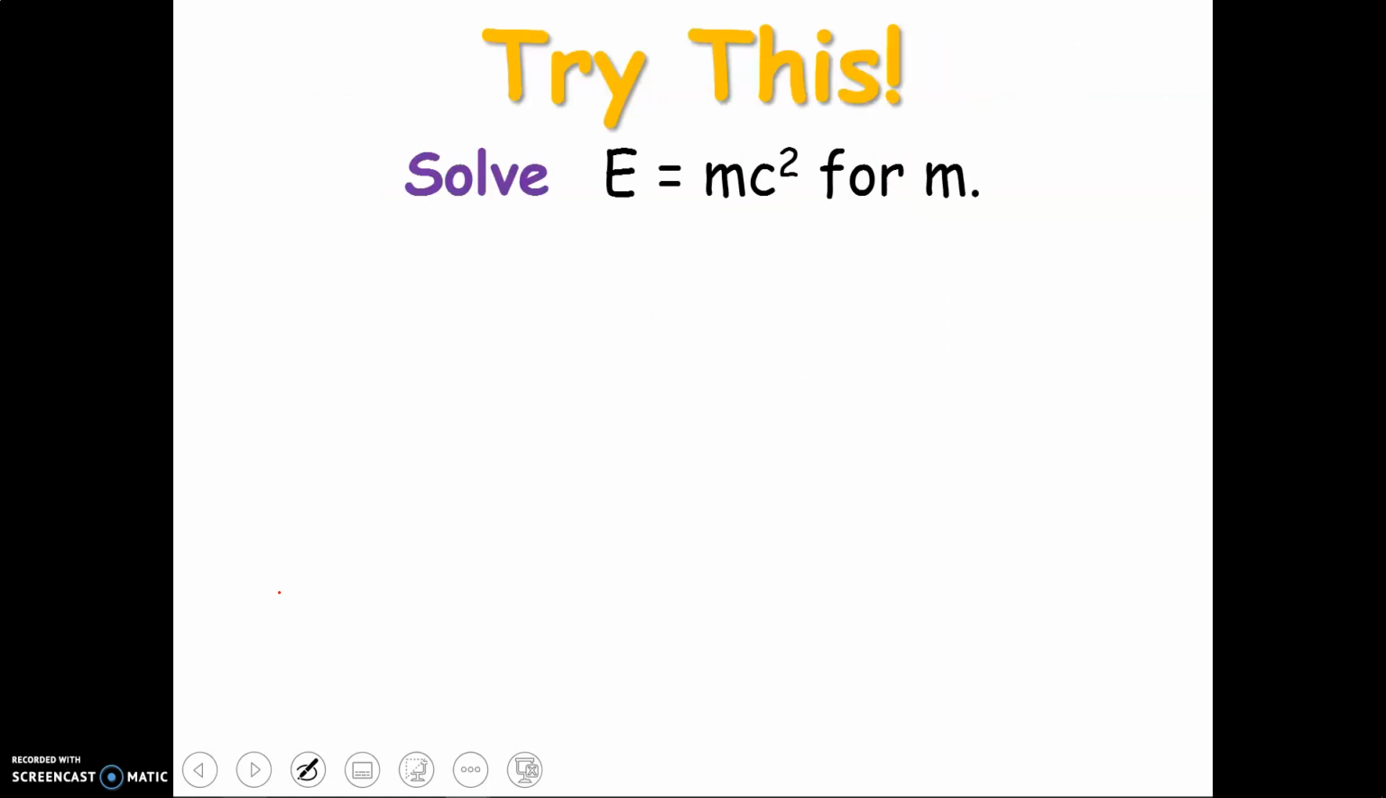Go ahead and try this one. E is equal to mc squared. Solve it for m. Pause the video, give it a try. Check in with a neighbor or with the teacher to verify.